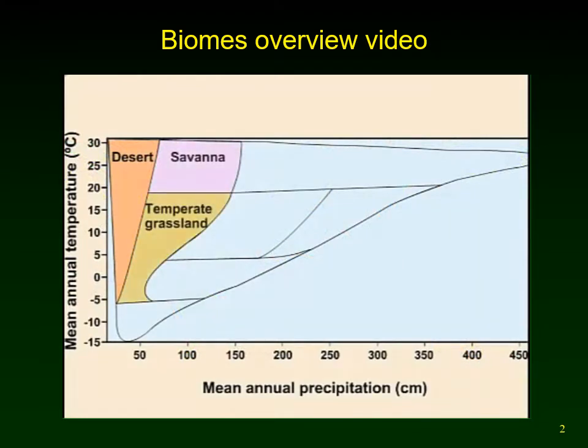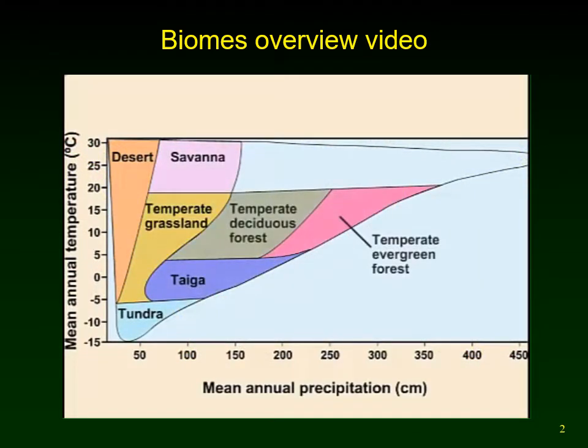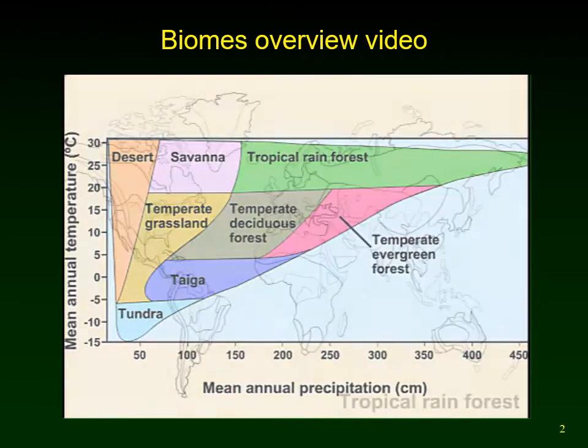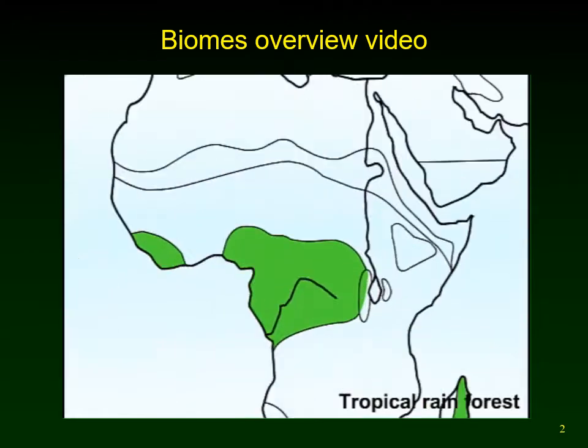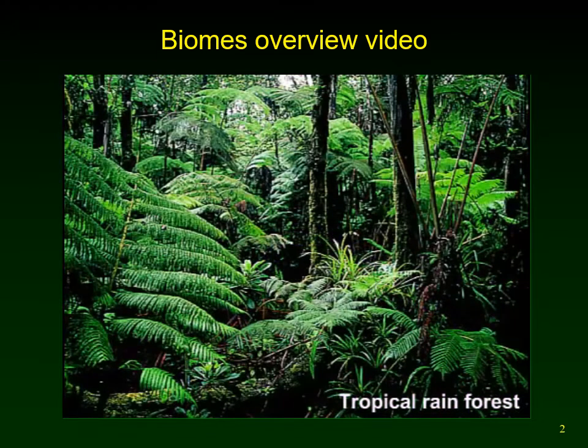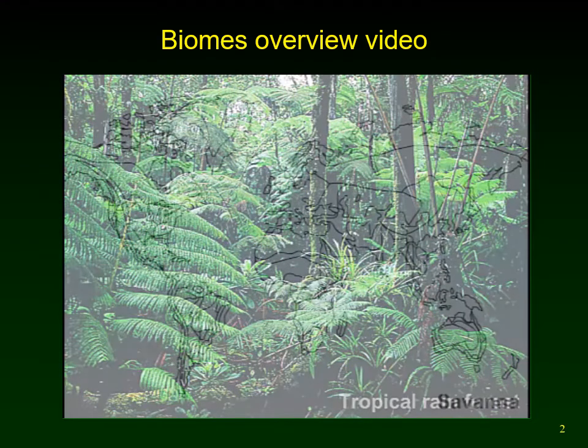Moisture and temperature are key environmental factors in determining which biomes are found where. Tropical rainforests receive 140 to 450 centimeters of rain per year and contain at least half of the Earth's species of plants and animals. The soil in tropical rainforests is not nutrient-rich. Most of the nutrients are held in the plants.